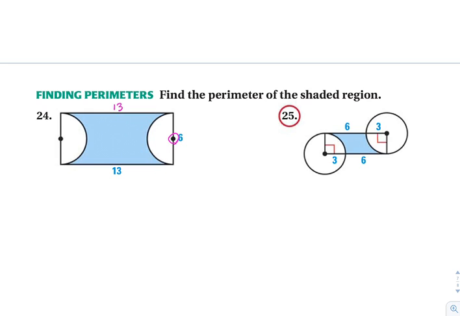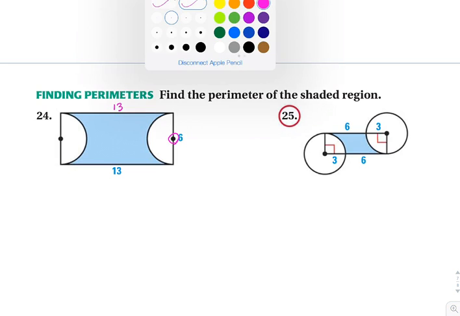So to find the perimeter of the shaded region, I'm sorry, I had to cut that. Someone knocked at my door.